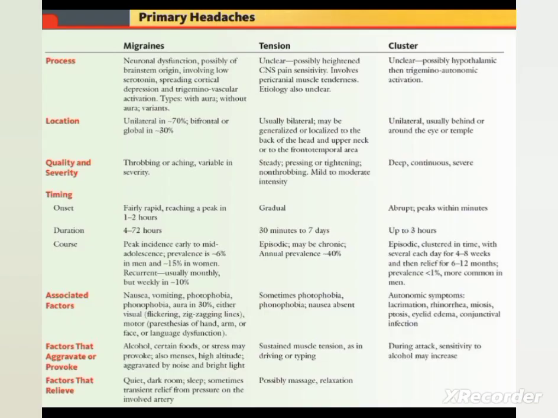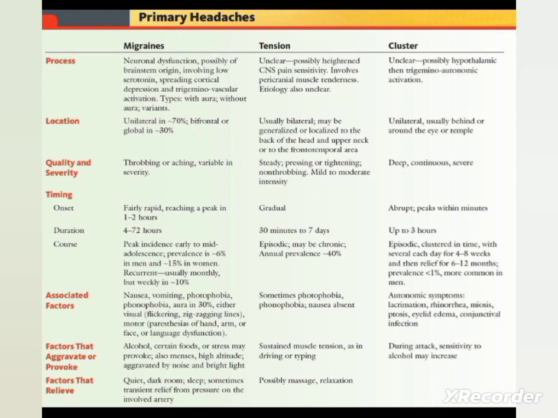Primary headaches are very important. So, the comparison between primary headaches: migraine headache, tension headache and cluster headache. The first factor is process. Migraine headache is mainly due to neuronal dysfunction, possibly of brainstem origin, involving low serotonin, spreading cortical depression and trigeminal-vascular activation. There are two types, with aura and without aura. With aura is known as classic migraine, and without aura is the common form of migraine. That's regarding the process of migraine.